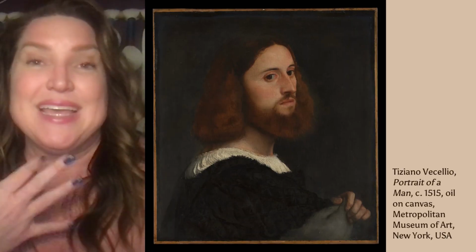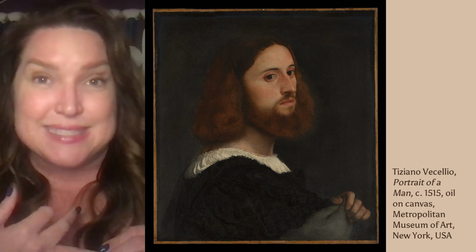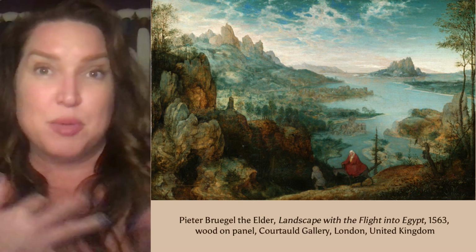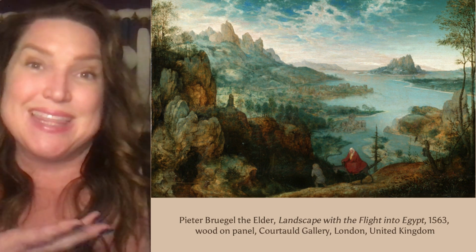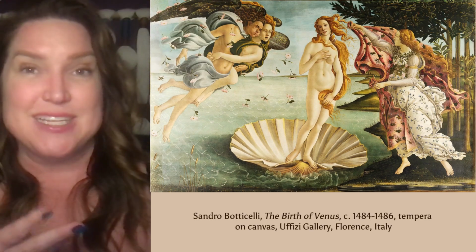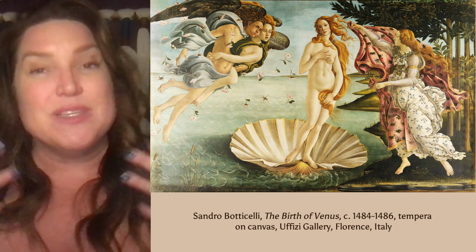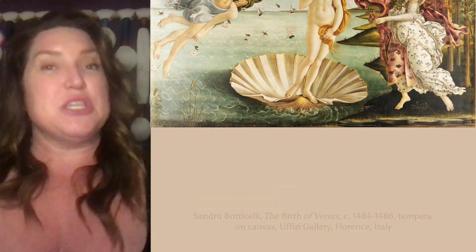So we might think of portraits. So here's a portrait, for example, by the Venetian artist Tiziano. Or we will see landscapes. So here is a landscape painting by Peter Bruegel. Or we will see images like this. This is Botticelli's Birth of Venus. It's a story from Greek mythology. So this is what we mean when we say secular art, non-religious art. So in the Renaissance, we will see Christian art and secular art.